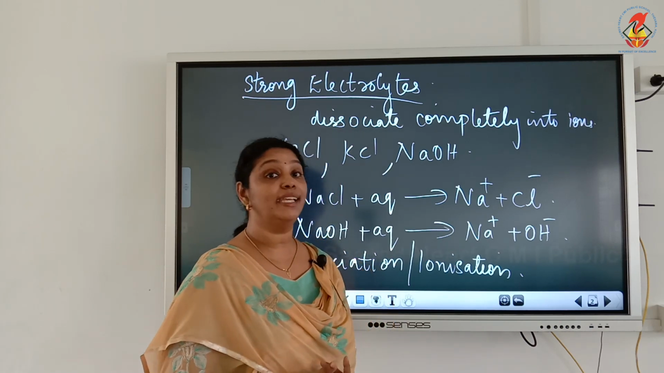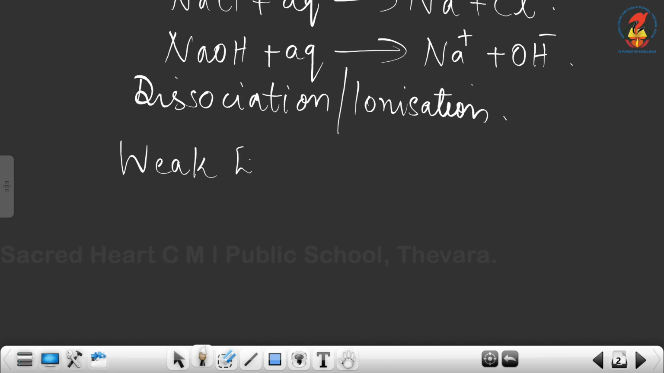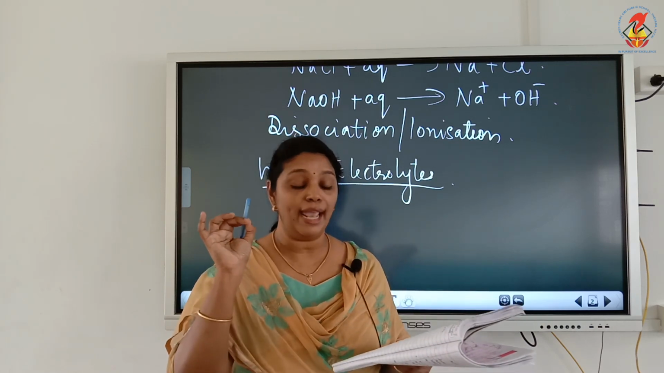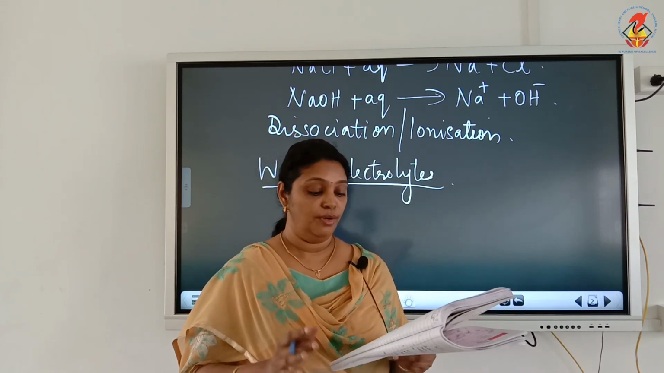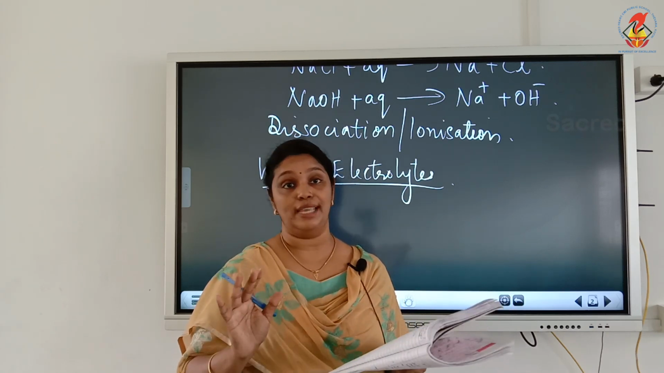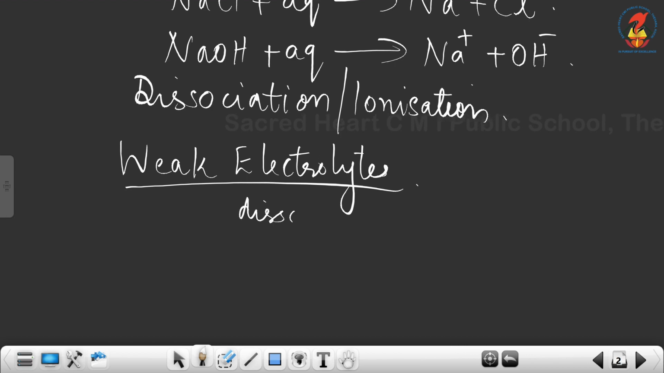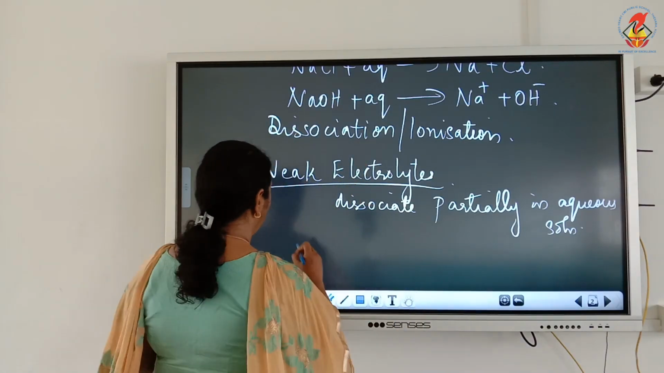Now next, let's see about weak electrolytes. The second classification is weak electrolytes. Now, what are weak electrolytes? Weak electrolytes dissociate to a small extent in aqueous solution and they conduct electricity to a small extent. So weak electrolytes are partially dissociated or partially ionized in aqueous solution. They dissociate partially in aqueous solution. And an example for weak electrolyte is acetic acid.